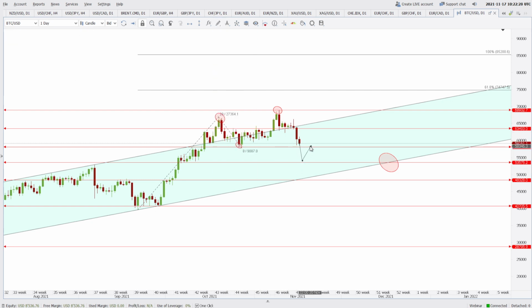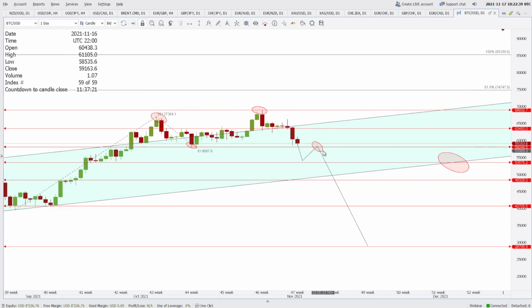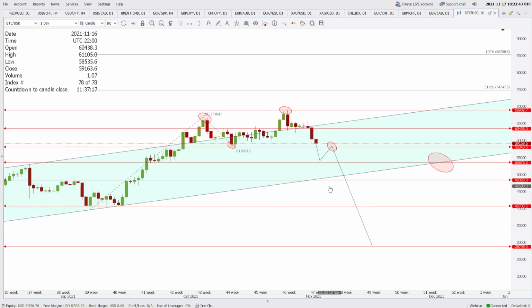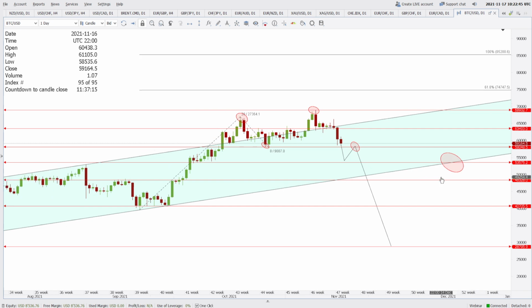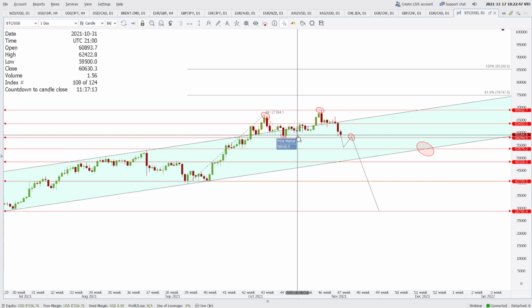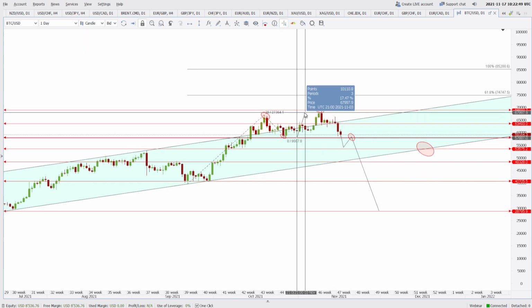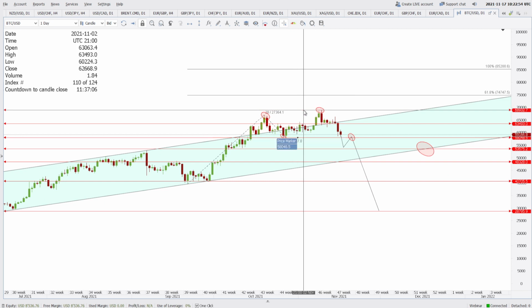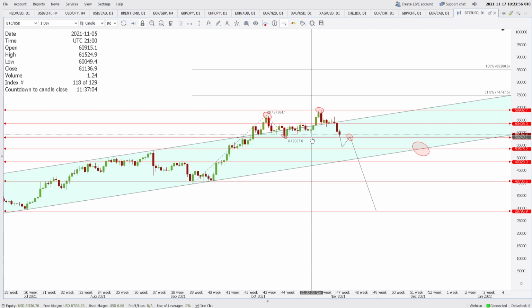I am expecting a price action something like this. And in such a price action, you should be opening a position here. If you see some bearish price action like a bearish pin bar or bearish engulfing, then you should open your sell position here with a small stop loss higher, and expecting a target which is equal to the height of this, and in this case it is approximately 11,073 points, or you can say 11,000 points in this market.